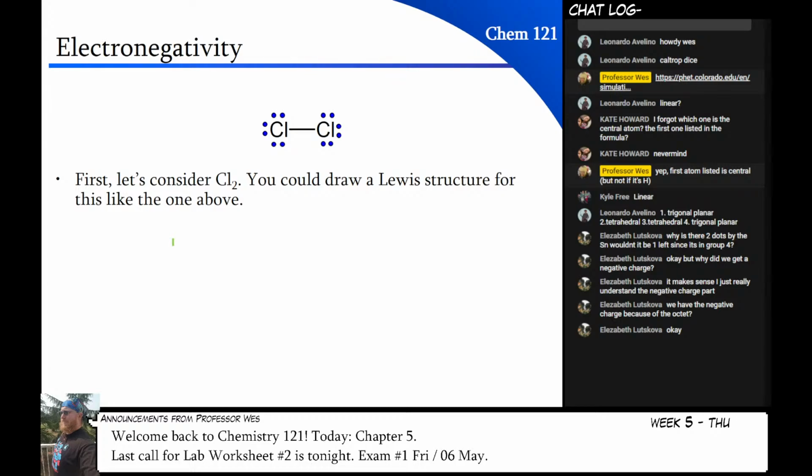Here's an example where you'd be sharing electrons exactly equally. If I had 2 chlorine atoms, and the chlorine atoms were trying to pull the electrons closer to themselves, which one would win?